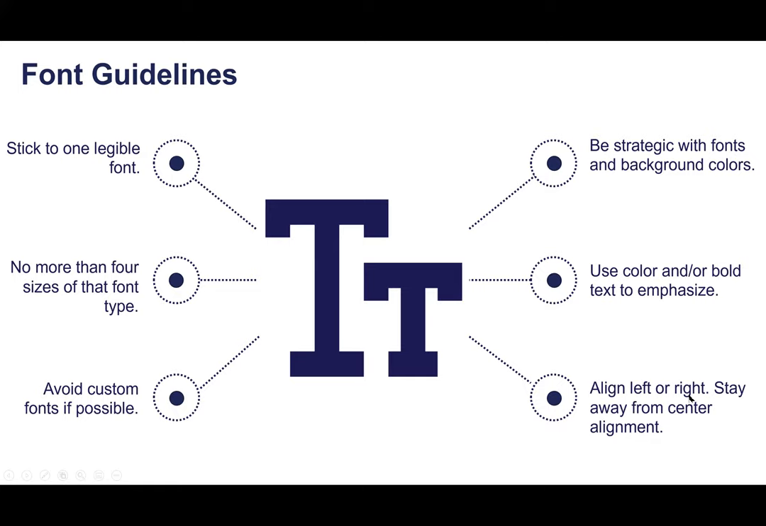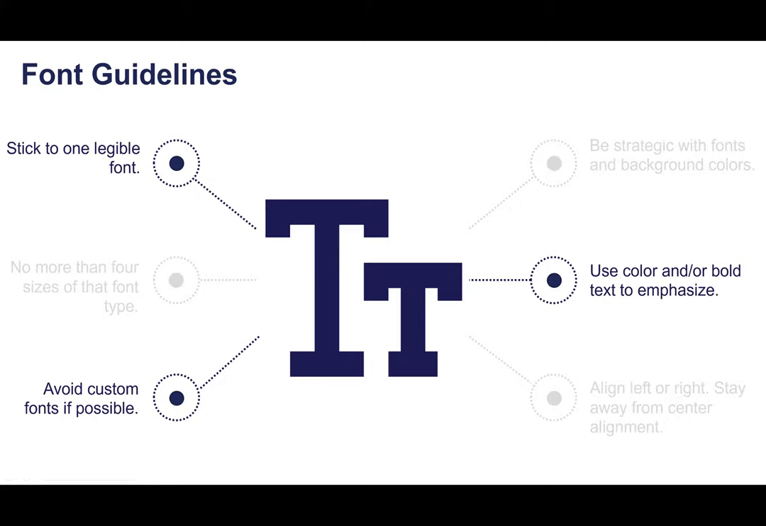And then you want to make sure you're aligning left or right and staying away from center alignment. Typically, you want to align left, and you only want to align right if it's just for design purposes, like if you're looking at a timeline or something. So I'm going to focus on selecting a legible font, avoiding a custom font, and then using color to emphasize text.